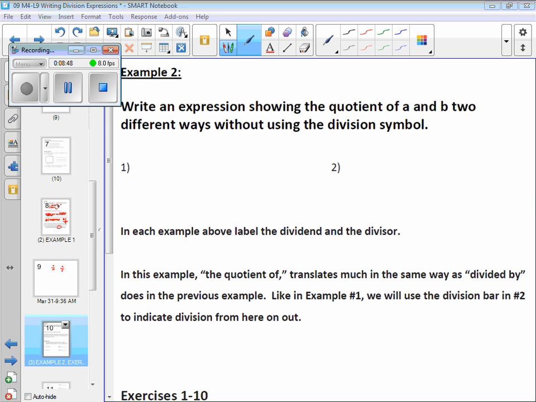All right, example 2. Write an expression showing the quotient of A and B 2 different ways. Well, first one, make it the division bar. And the second way, make the Gazinta house. Need somebody to come up and show me where A and B is going to go in both possibilities. All right, Squirt, come on up. Order matters. She's got to get this right.